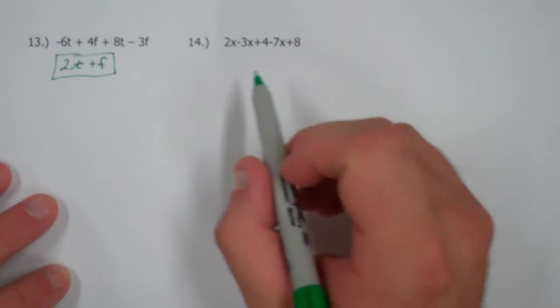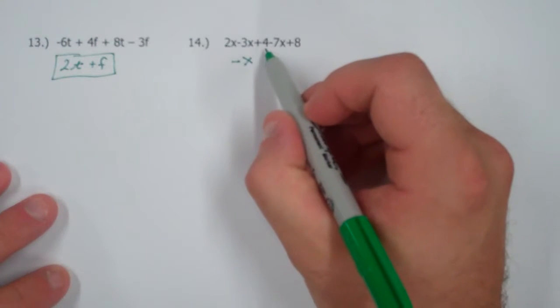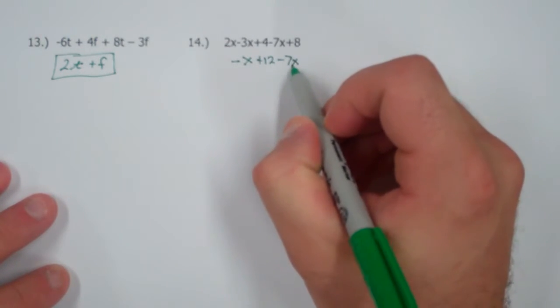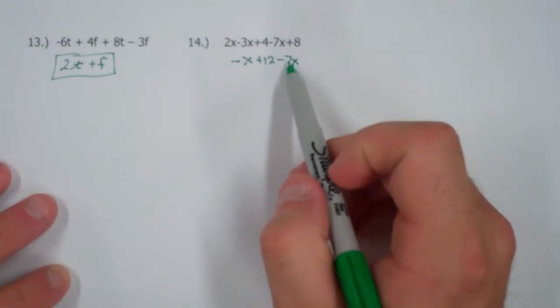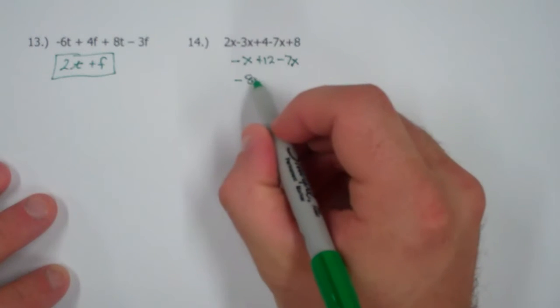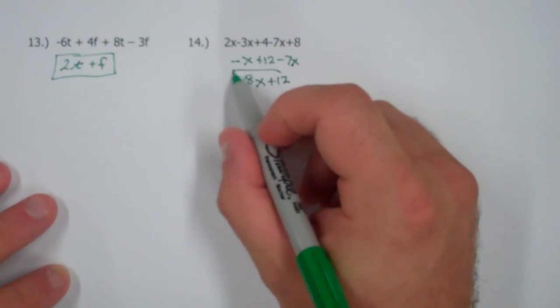Last one, number 14, we've got 2x minus 3x, which is negative x. 4 and 8 is 12, and we still have that negative 7x there. If you wanted to do this all in one step, you could. This negative 7x minus x is negative 8x, and then plus 12. We need to have the 12 on the side.